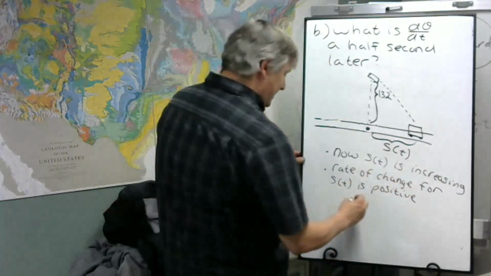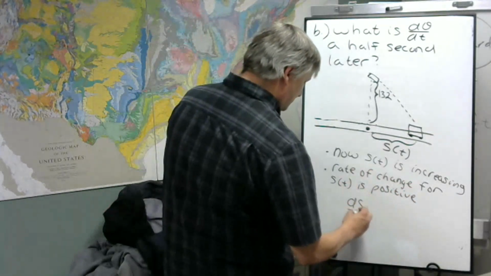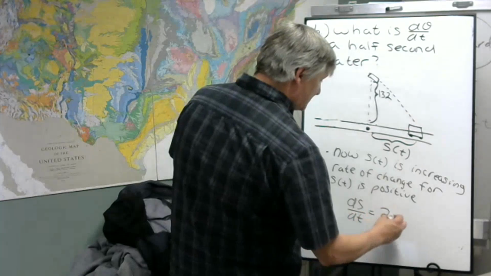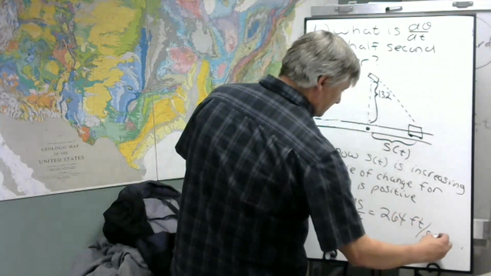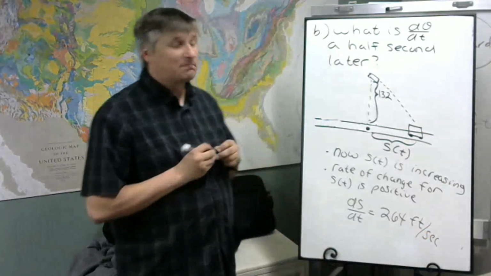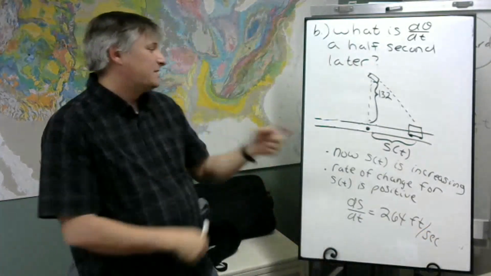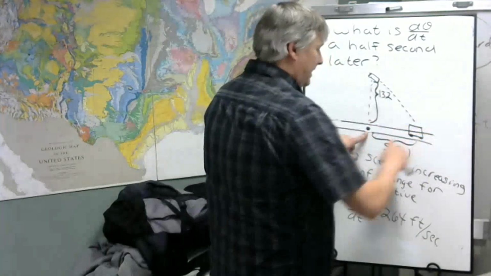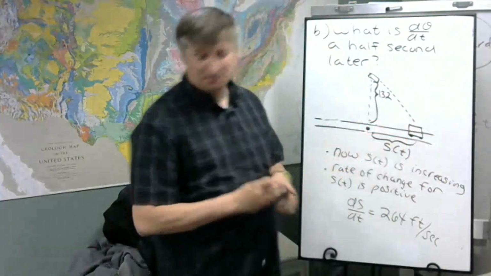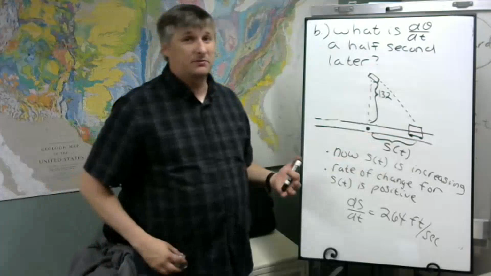And so that means ds/dt is positive 264 feet per second in this situation. Because now s of t, measured from here to here or to here or to here, is just getting bigger and bigger. So that means a positive rate of change.